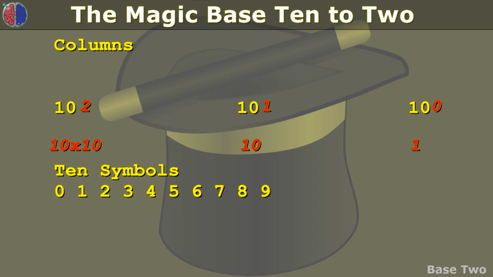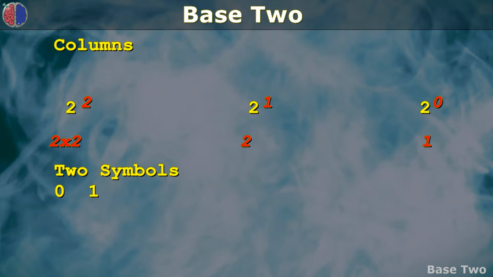Now, are you ready for the magic? Because everything you know about base 10 is about to change to base 2 by simply changing the 10s to 2s and removing 8 of the symbols. Here we go. The columns are now 2 to the 0 power, which is 1, and 2 to the first power, which is 2, and 2 squared, which is 4, and it keeps on going. It doubles: 8, 16, 32, 64, 128, and so on. And there's only 2 symbols, as you would expect, 1 and 0.